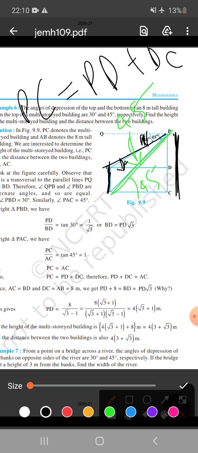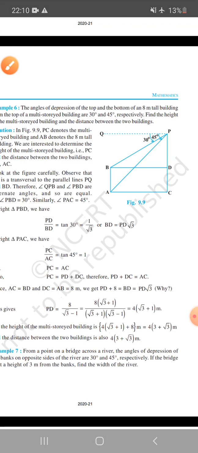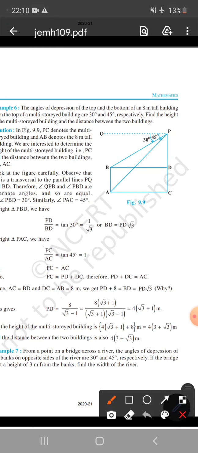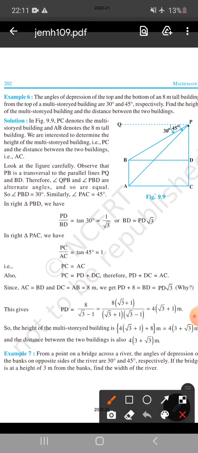Now first let's talk about triangle PAC. In triangle PAC, the side PC upon AC is equal to tan 45, that is 1. So this height will be equal to this distance. Now PC is equal to PD plus DC. Therefore this PD plus DC will be equal to AC also.